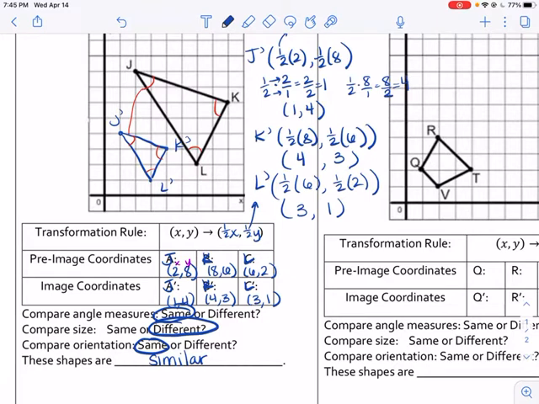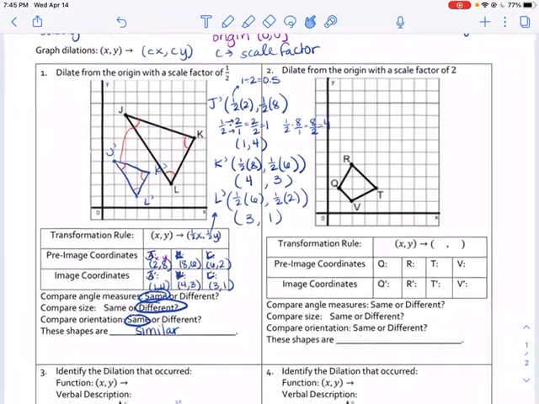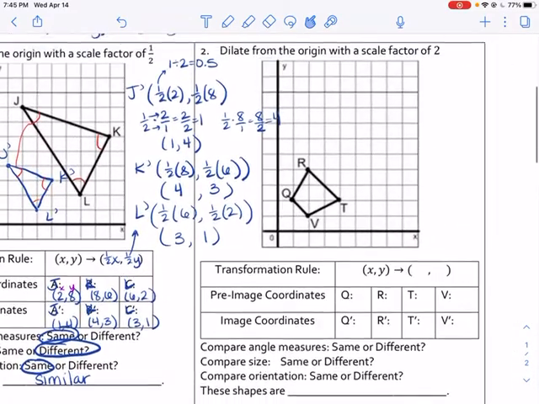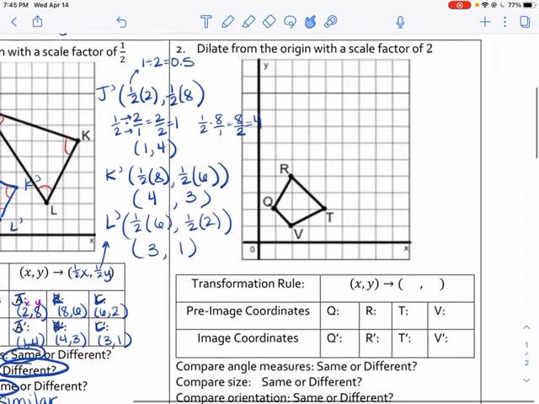So it's like the exact same shape, but you just made it bigger. That's all you did. Okay, let's go ahead and do it with a scale factor of 2 now. So I'm going to do this a little bit quicker, and I'm not going to do as much work on this one. So our transformation rule, now we just write 2x and 2y, and then we're going to put in all our coordinates.